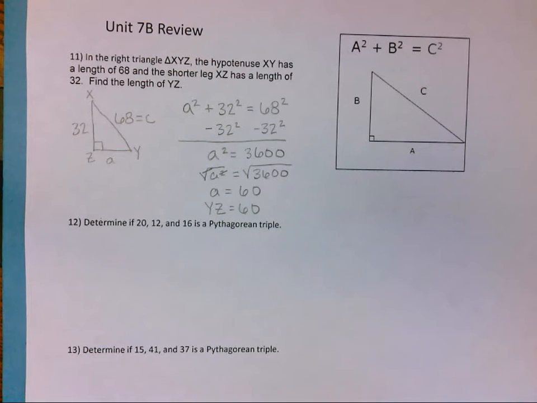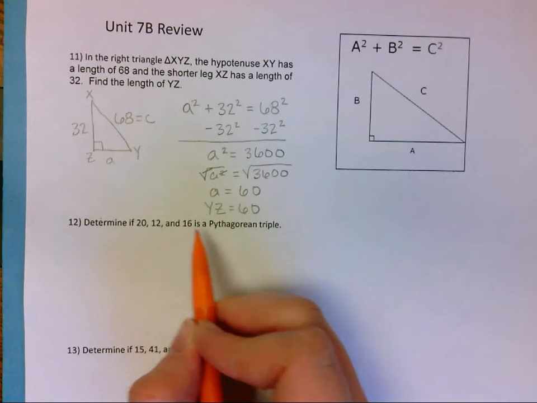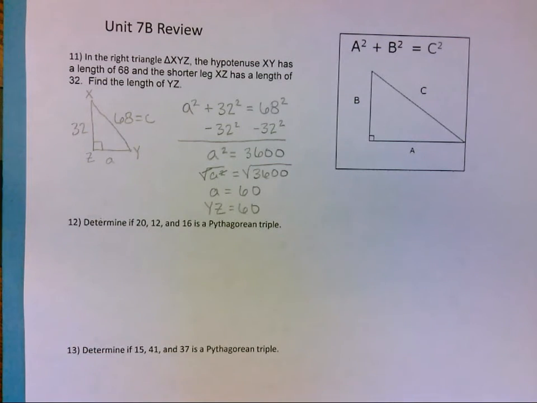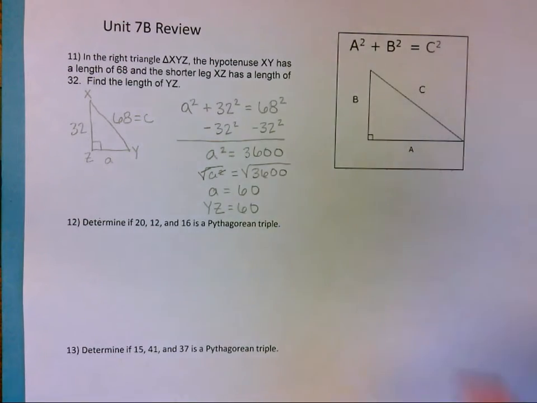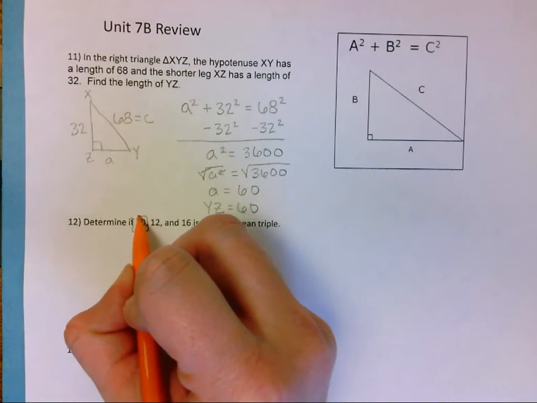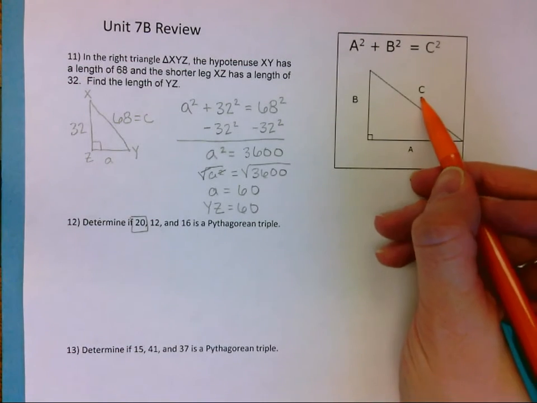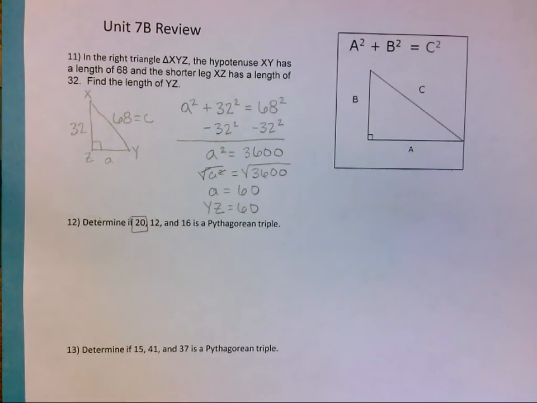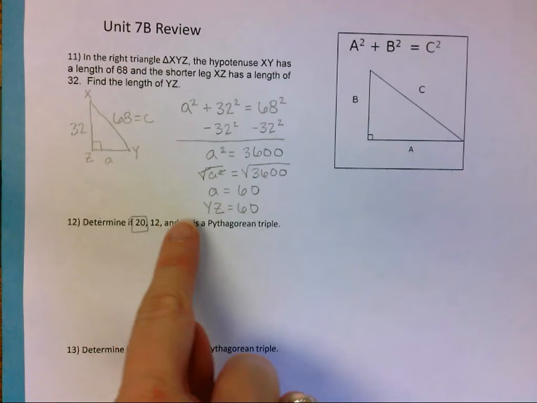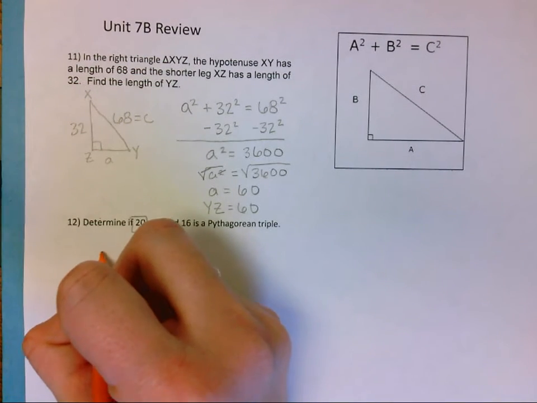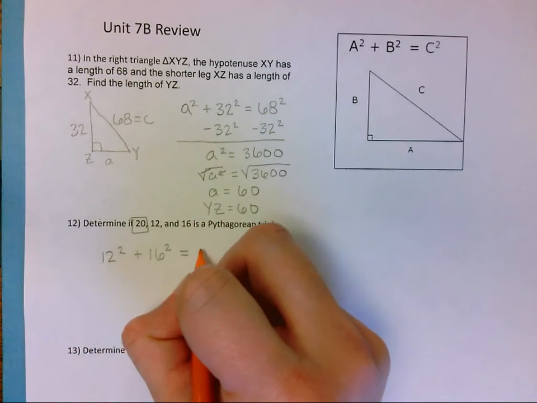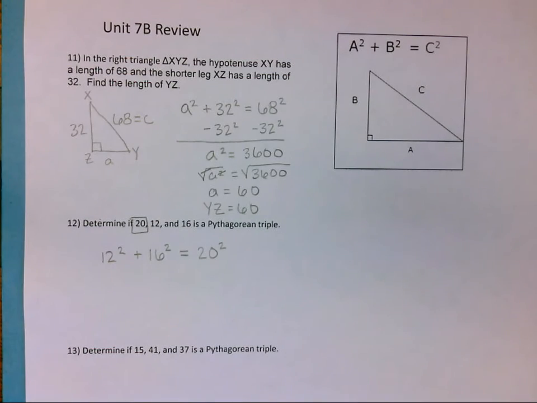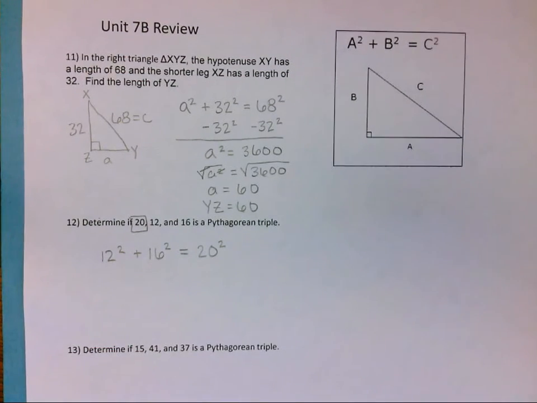Number 12. Determine if 20, 12, and 16 is a Pythagorean triple. In order to be a Pythagorean triple, it must satisfy the equation of the Pythagorean theorem. Notice 20 is the largest number. So therefore, it must be the hypotenuse of the triangle if it works as a Pythagorean triple. The A and B do not matter the order that they go in. So I'm going to let the smallest number, 12, be my A, and then 16 be my B. The largest number has to go in for your C. And then see if that works.